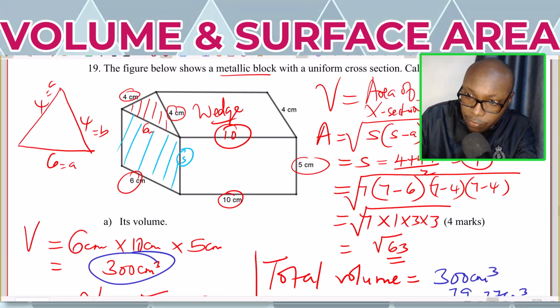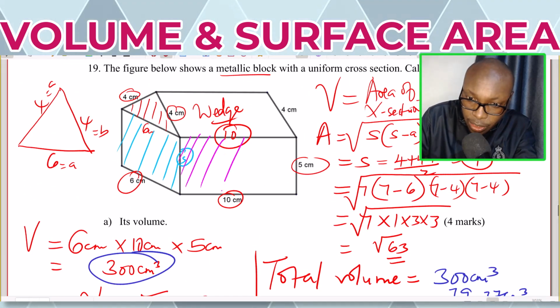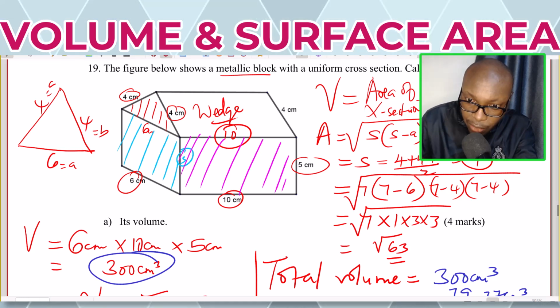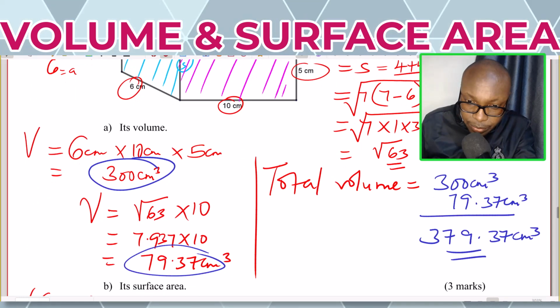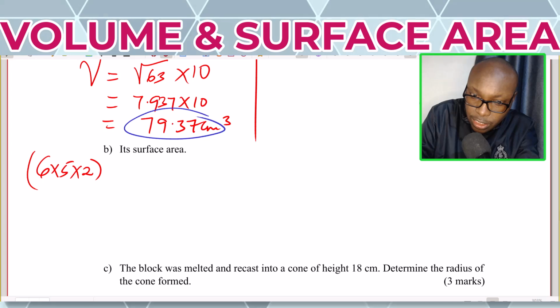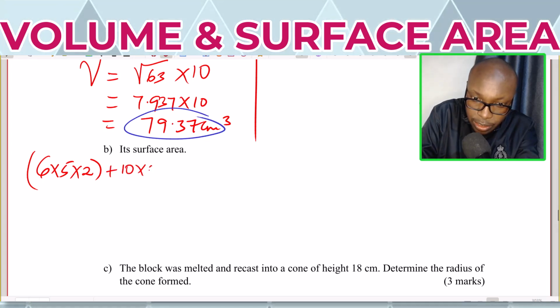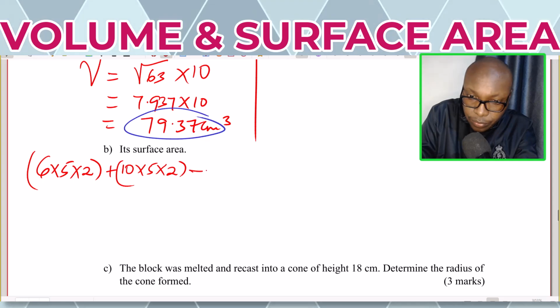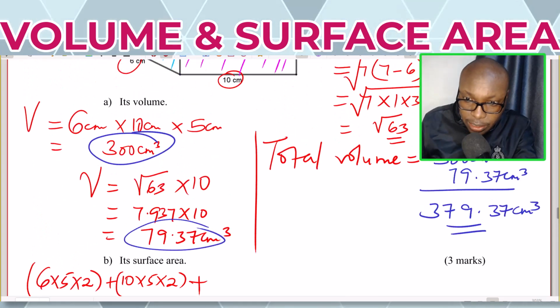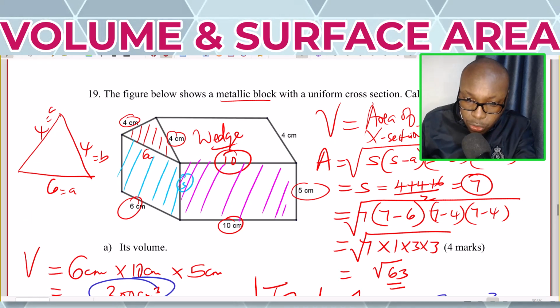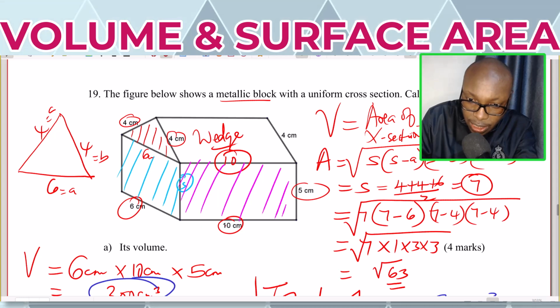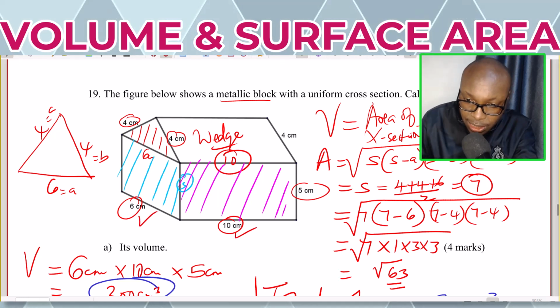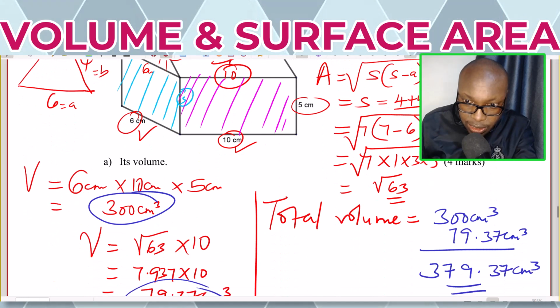And then we have this face that is here. This one measures 10 by 5. That is 10 by 5, and then times 2 because of the other side. So we're done with that. And then we have the bottom one, which is 10 by 6.